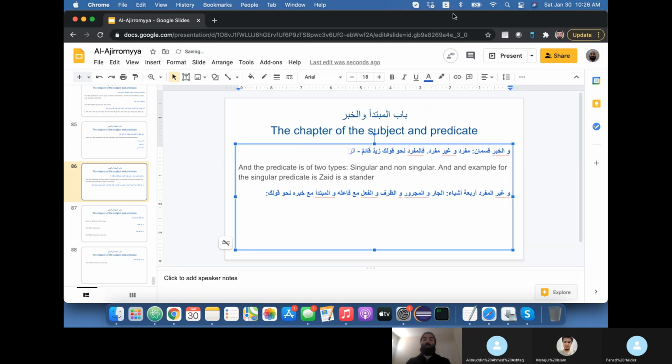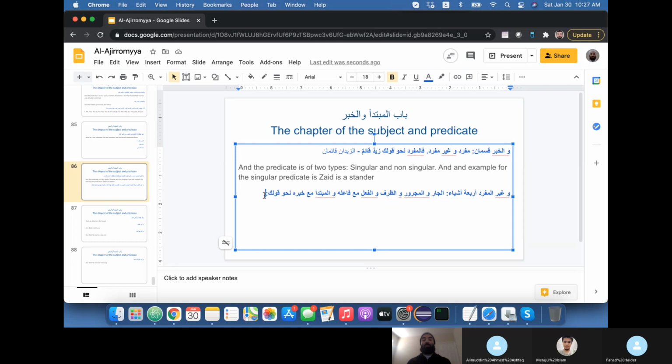Az-Zaydan qa'imani, meaning the two Zaids are standing. Az-Zaydan is the subject, qa'imani is the predicate. Is qa'imani singular or non-singular, based on our new definition? Is it one word or multiple words? Yes, it is singular. With the new definition that we gave, al-mufrad, even the plural and the dual would fall underneath it, because it's not about quantity anymore. It is about whether it's one word or a sentence. Okay, does that make sense? Yes. Okay.